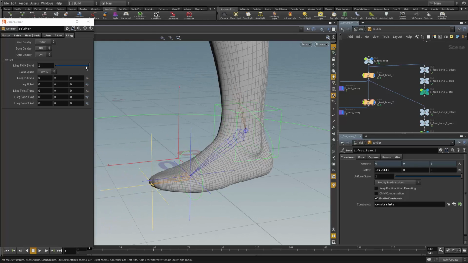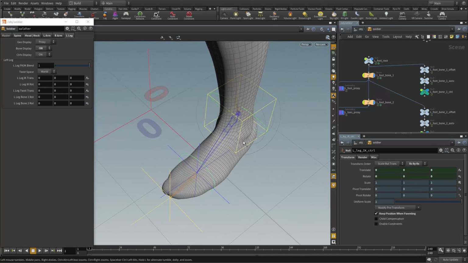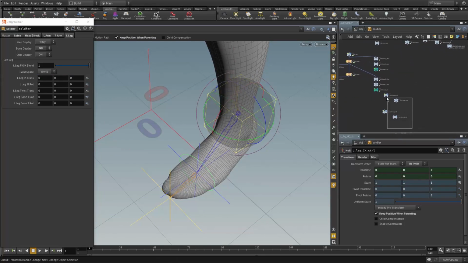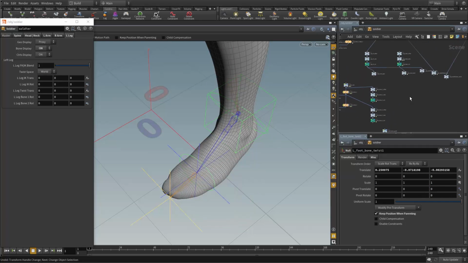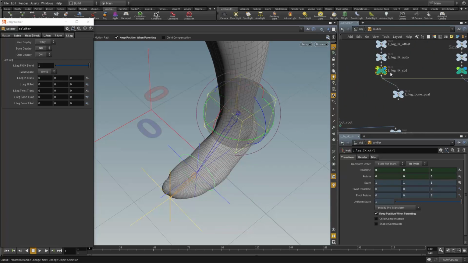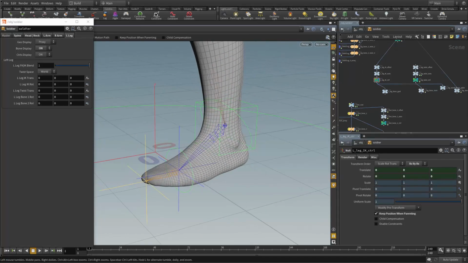Great. So now if we are in FK mode, we can move these bones around. And if we're in IK mode, the constraint does nothing. And this guy still does nothing because the goals and the twist nodes are sort of free floating. They're not part of our IK hierarchy. So we'll fix that next.